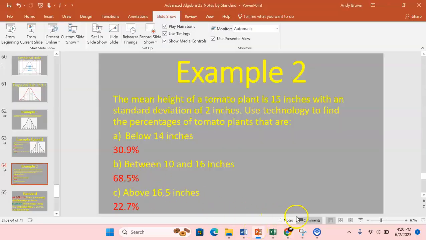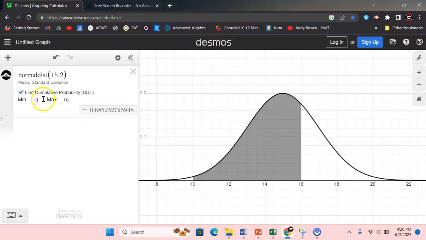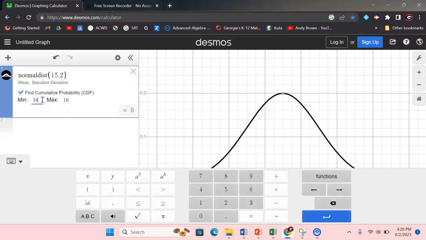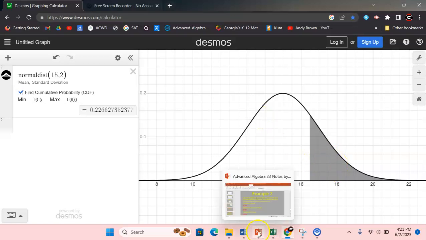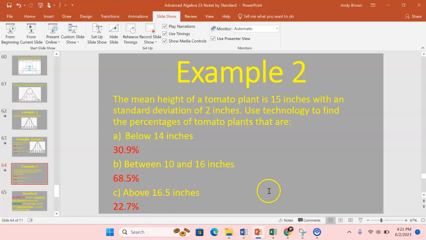And finally, above 16.5, let's go once more. And we'll say 16.5. And our max, I'm just going to put something huge like 1,000. Okay, that's way off the page. And it's roughly 22.7%. Okay, and that makes sense. That looks right. That looks like roughly a quarter of the curve if you're estimating. Okay, and you can see 22.7%.